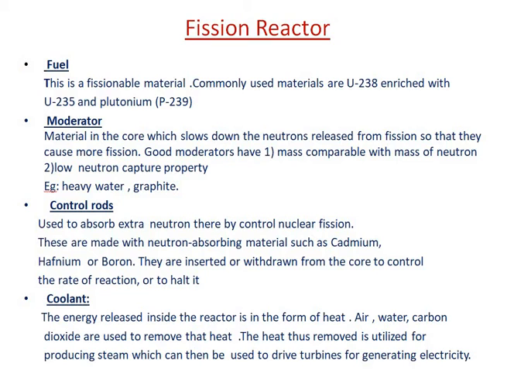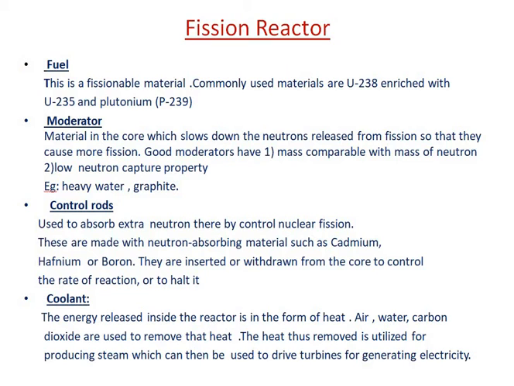A moderator should have two important properties. Its mass should be comparable with the mass of the neutron, and it should have a low neutron capture property. If it had a high neutron capture property, it would absorb the neutron instead of slowing it down. So a moderator is a material which is used to slow down the neutron. Usually heavy water and graphite are used as a moderator.